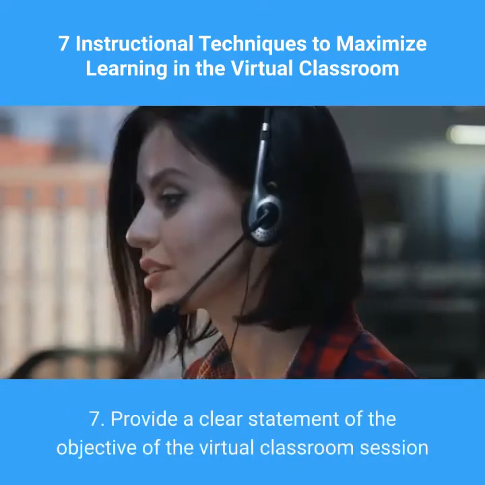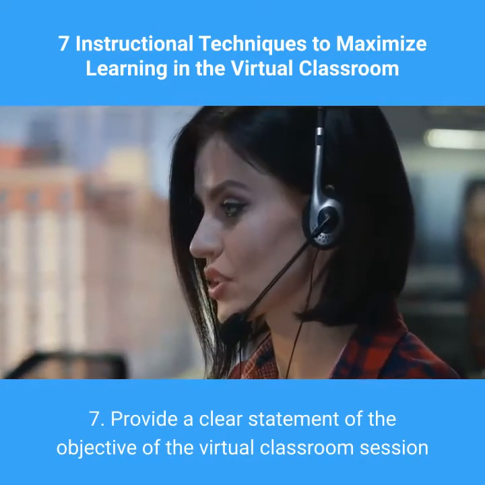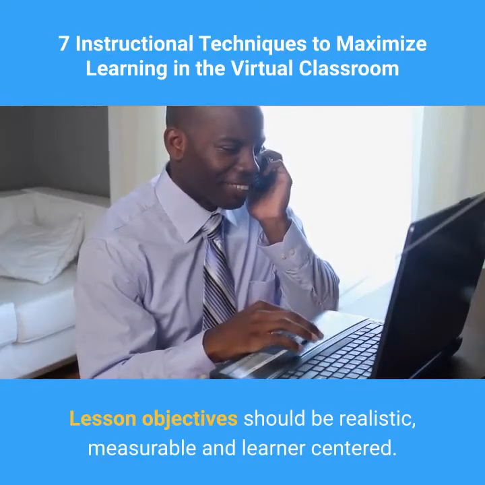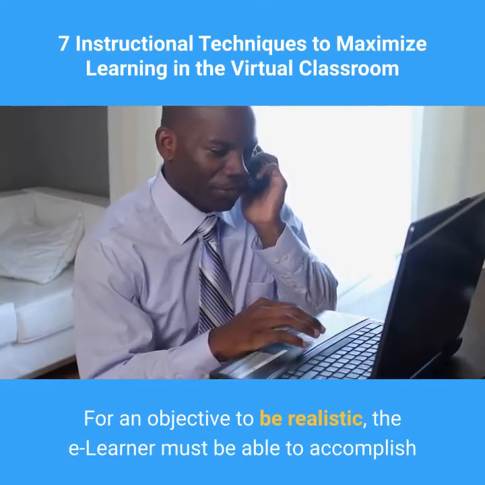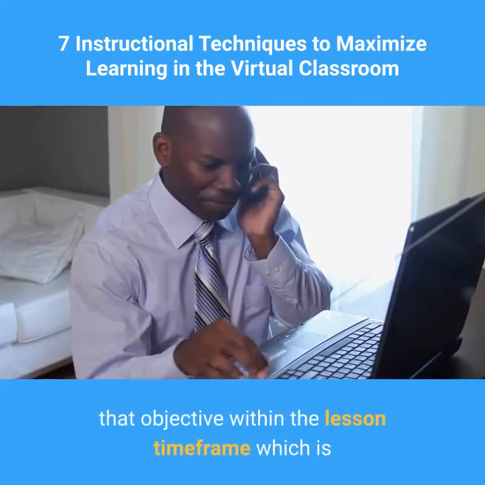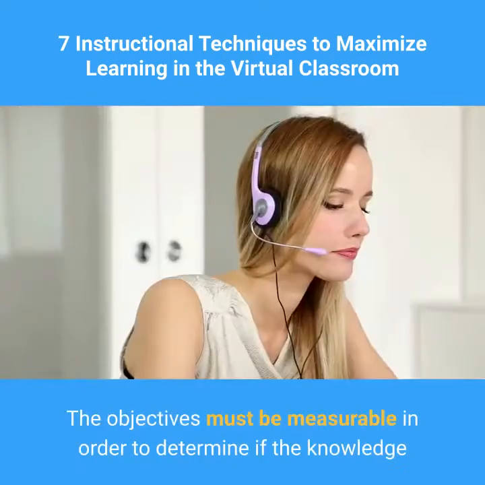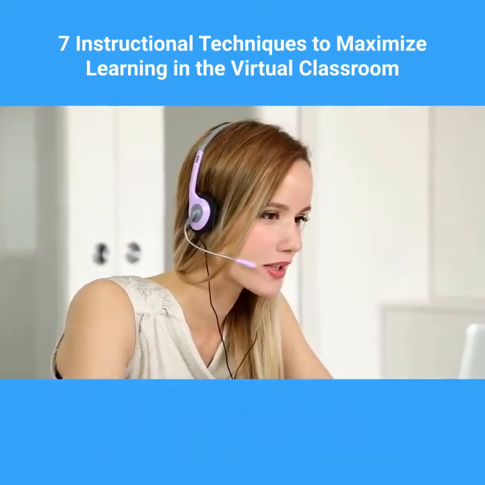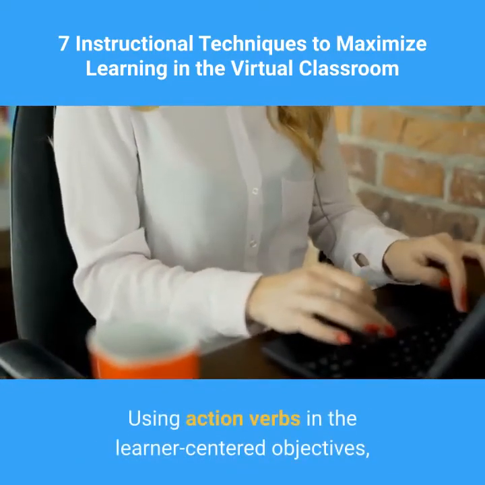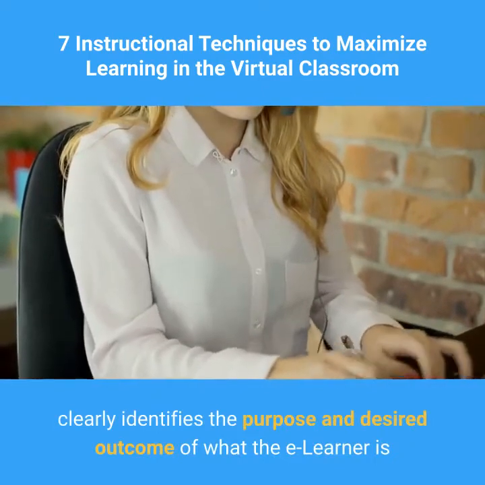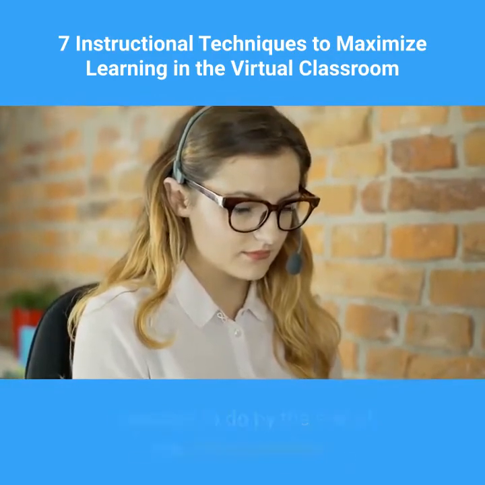Number 7. Provide a clear statement of the objective of the virtual classroom session. Lesson objectives should be realistic, measurable, and learner-centered. For an objective to be realistic, the e-learner must be able to accomplish that objective within the lesson time frame, which is typically 90 to 120 minutes in the virtual environment. The objectives must be measurable in order to determine if the knowledge or skill has been transferred effectively in the online session. Using action verbs in the learner-centered objectives clearly identifies the purpose and desired outcome of what the e-learner is expected to do by the end of the virtual session.